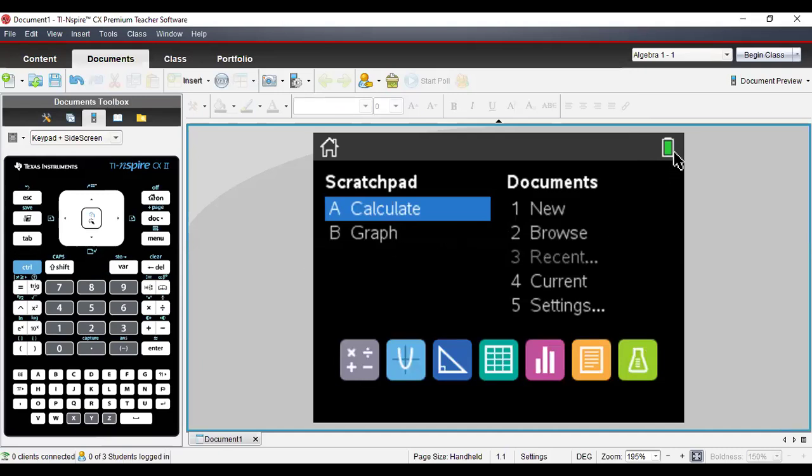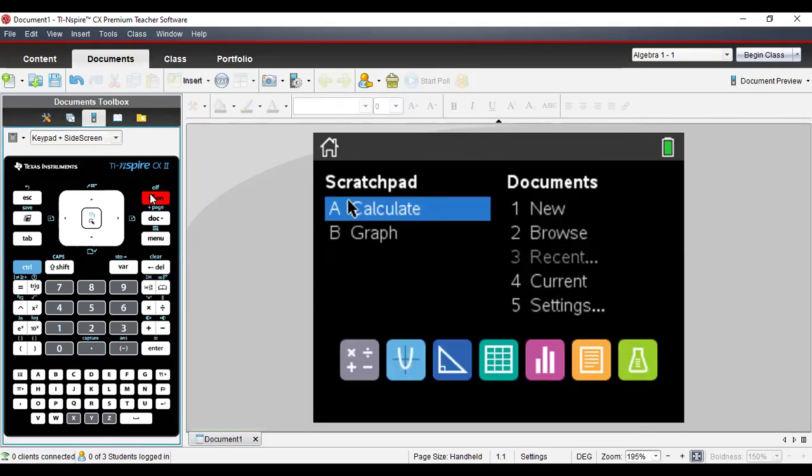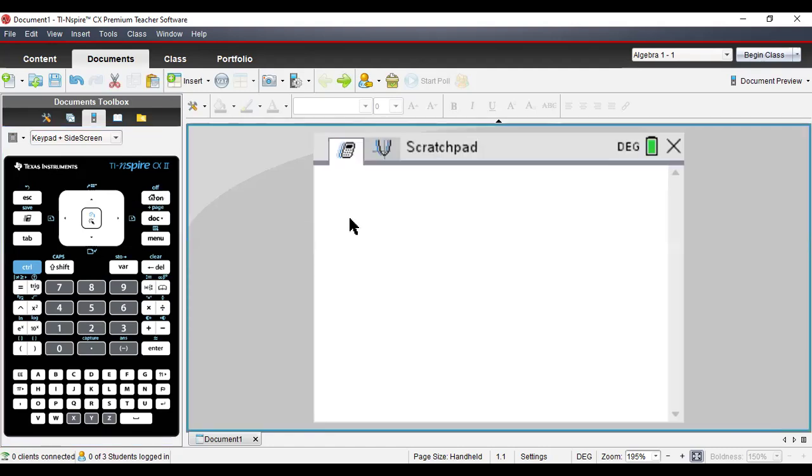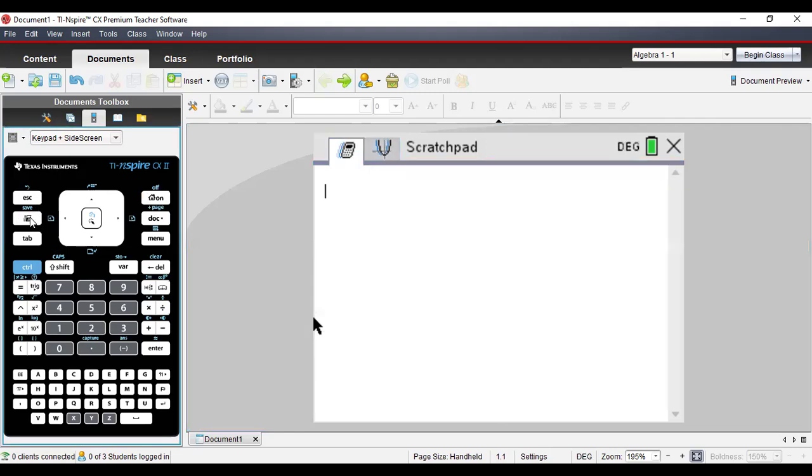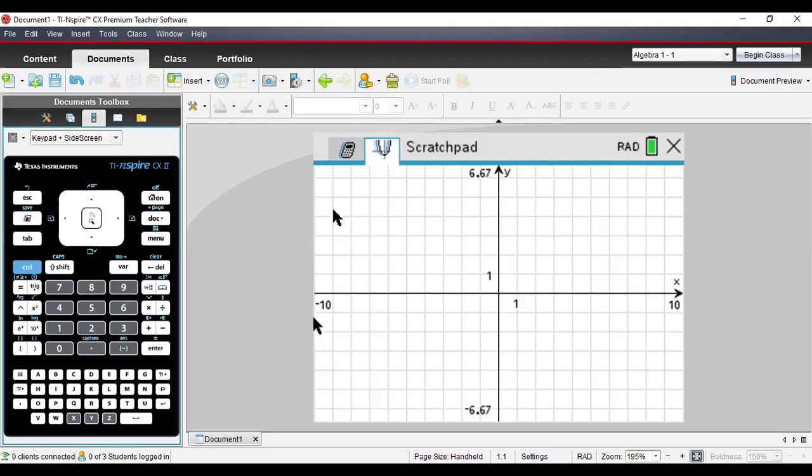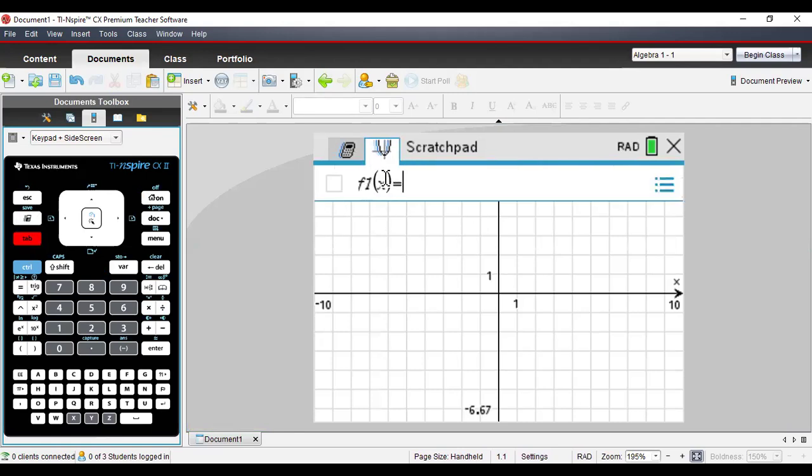This is the home screen. All you have to do is press the calculate button. Well, that didn't bring up the calculate. But if you press this button right here, this button goes back and forth between the calculate. Once you do that, if you press tab, you'll see F1 of X. This is saying what's the first function that you want to enter. You don't have to put the f of x part, that's already there. You're just going to put the right-hand side of the function.